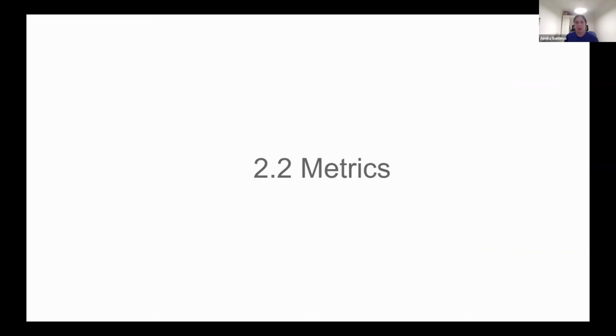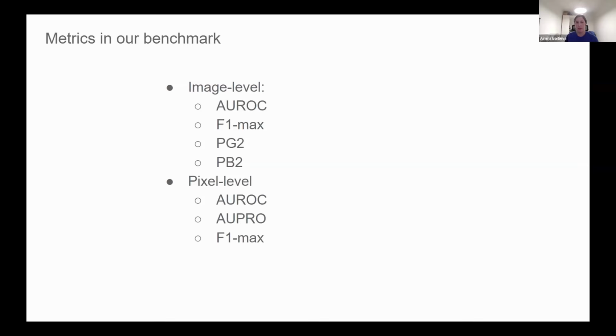Okay, now we can talk about metrics. In our benchmark, we calculate several metrics on image level, which is also known as the classification task, and on pixel level, which is also known as the segmentation task. And the most popular image level metric in academia is the area under the receiver operating characteristic curve, AUROC for short, if I'm pronouncing it right, which measures the classification performance across multiple thresholds.